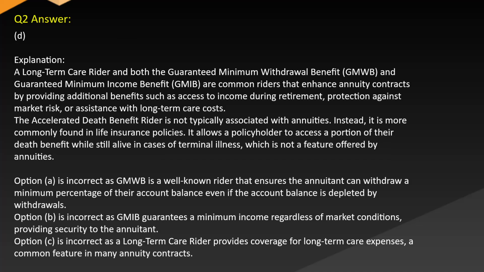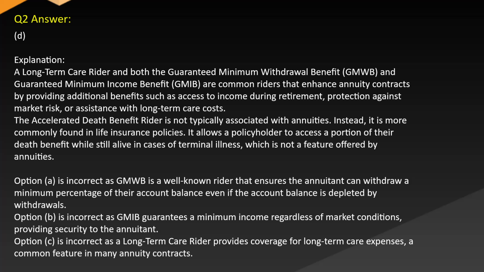Answer D. Explanation. A long-term care rider and both the guaranteed minimum withdrawal benefit and guaranteed minimum income benefit (GMIB) are common riders that enhance annuity contracts by providing additional benefits such as access to income during retirement, protection against market risk, or assistance with long-term care costs.